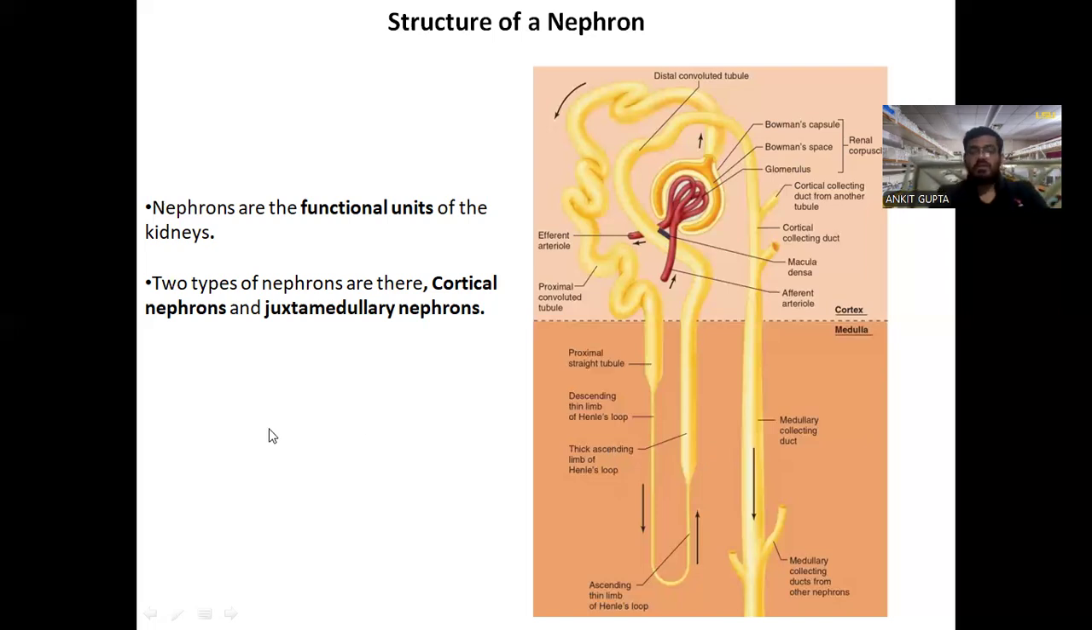Two types of nephrons are there. First one is the cortical nephron. In the cortical nephron, the loop of Henle is either very short or it can happen that the loop of Henle is completely absent. But in the case of the juxtamedullary nephron, the loop of Henle is there and it is always longer, in order to concentrate the urine. So these are the two different types of nephrons.